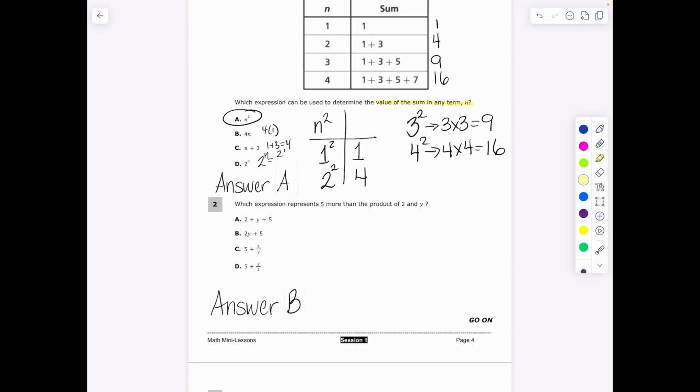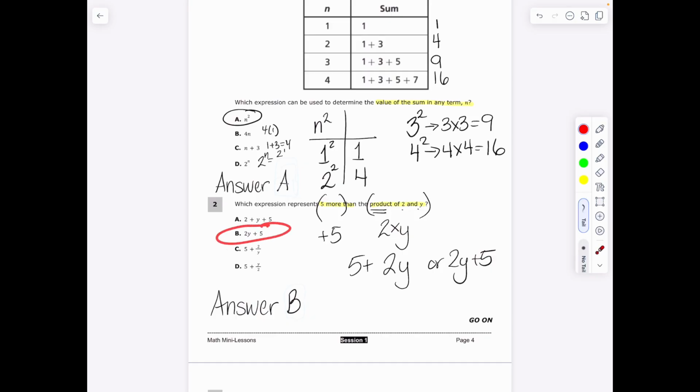Which expression represents 5 more than the product of 2 plus y? So these are two different things happening here. So we have the 5 more, so that's telling me I'm adding 5 to the product of 2 and y. So product means I'm multiplying 2 and y. So I can simplify this as, instead of saying 2 times y, I can just say 2y. And I'm doing 5 plus 2y or 2y plus 5. And the only one that matches that is right here, 2y plus 5.